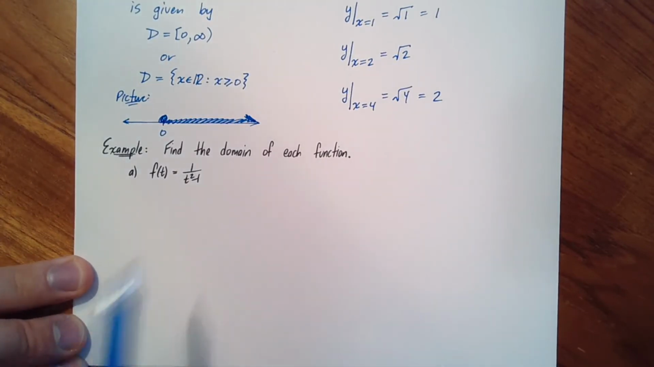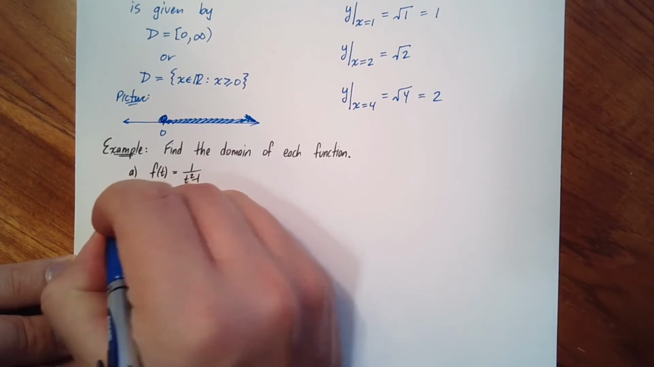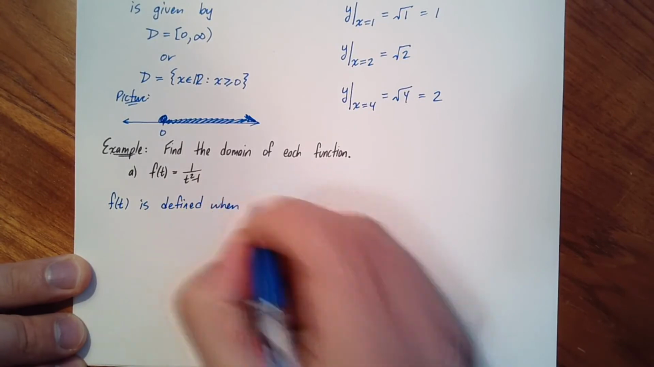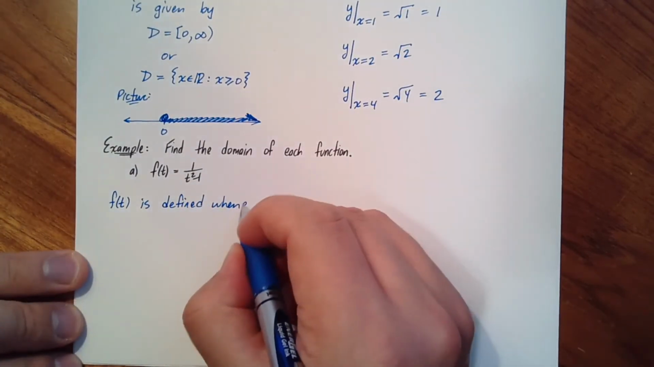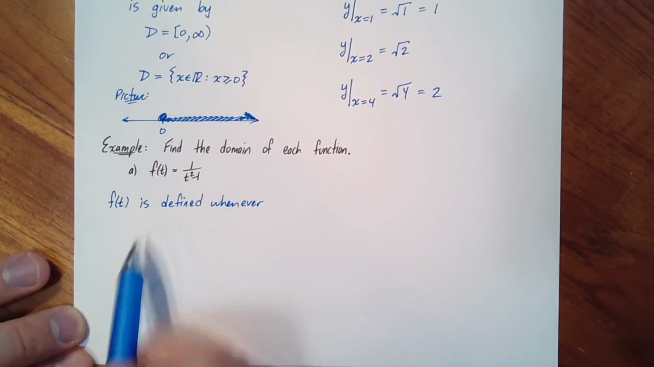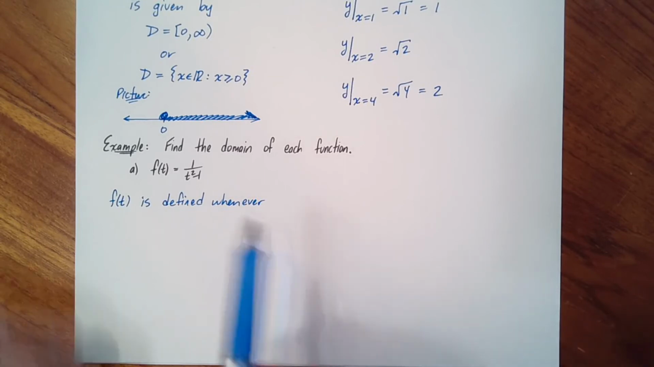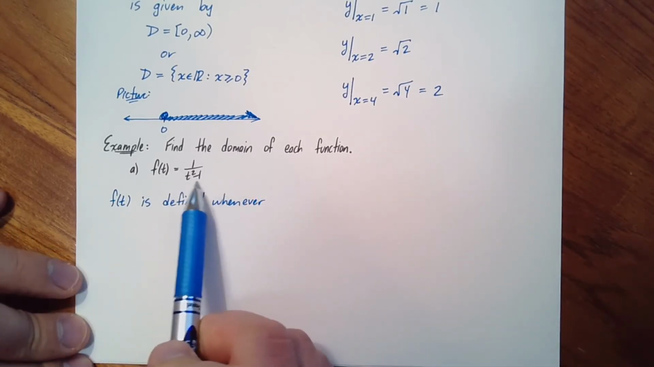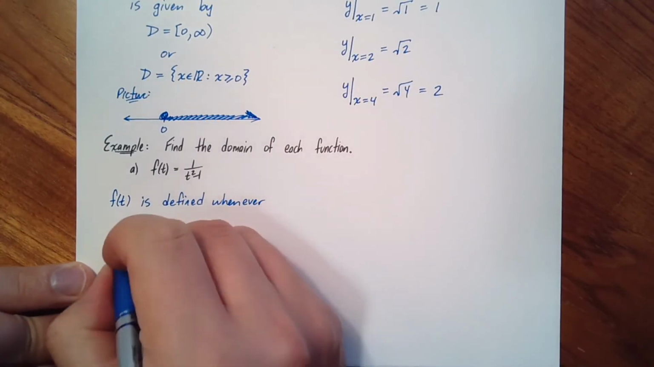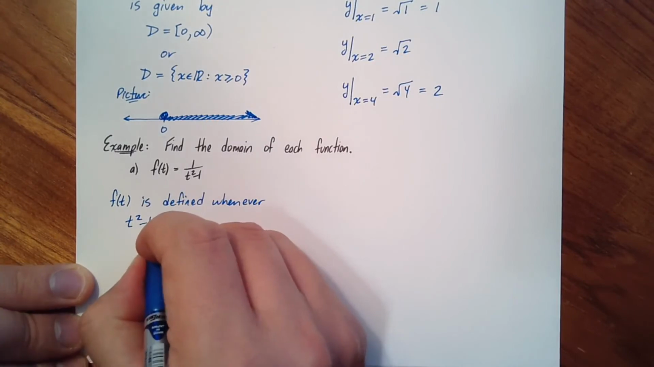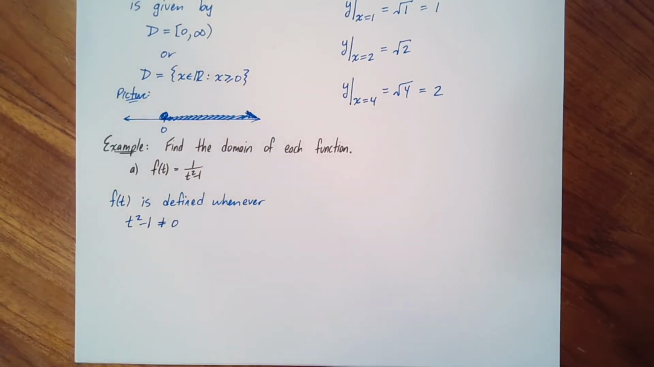So let's do that. Well, start by making this observation. f of t is defined whenever, and then we can finish the sentence down here. Well, let's look at it. It's a fraction, right? You've got 1 over t squared minus 1. When is a fraction defined? It's defined as long as the denominator is not 0, right? So we need to just make sure that this t squared minus 1 is not equal to 0. So that's going to tell us when f of t is defined. So f of t is defined whenever t squared minus 1 is not equal to 0.